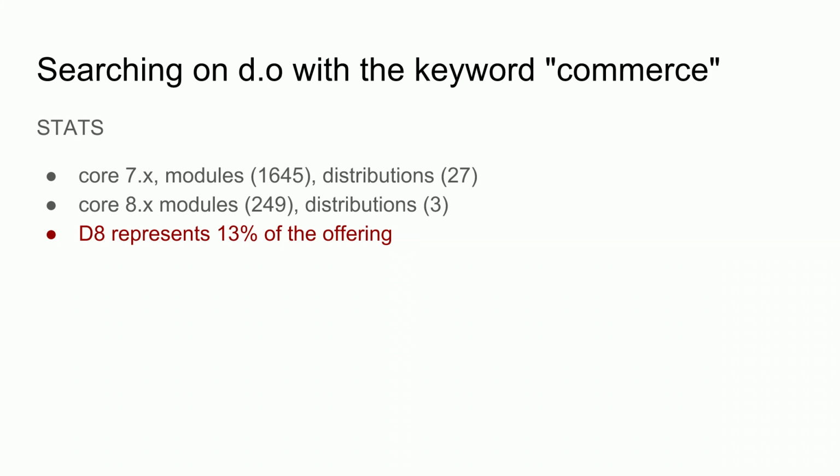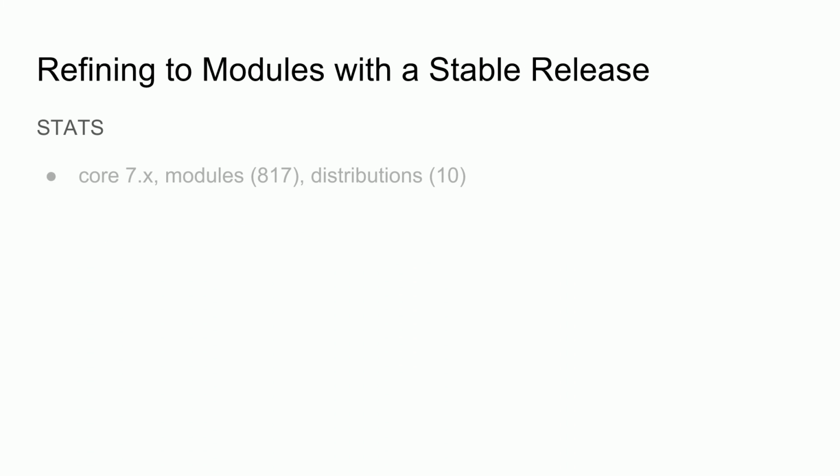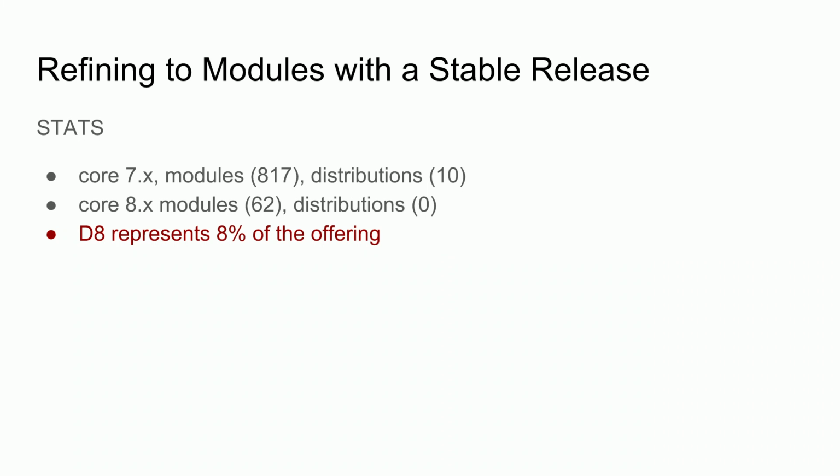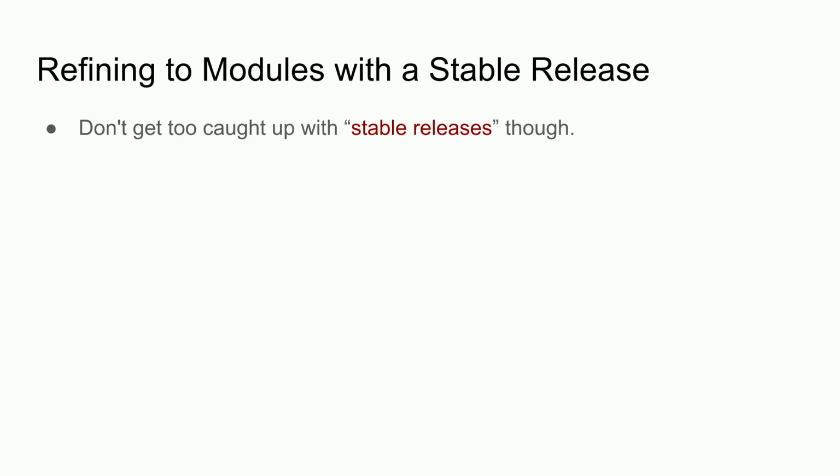If you change that to stable release, the numbers of course fall, and D8 represents 8% of the offering. But we all knew that, because D8 is in progress. It's not where it should be right now. So don't get too caught up with stable release, especially if you work with Drupal 8, because you're going to be working with a lot of betas. Drupal Commerce is beta 7, but it doesn't mean it's bad. It's pretty darn good.